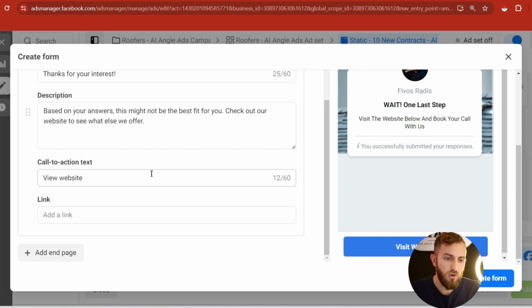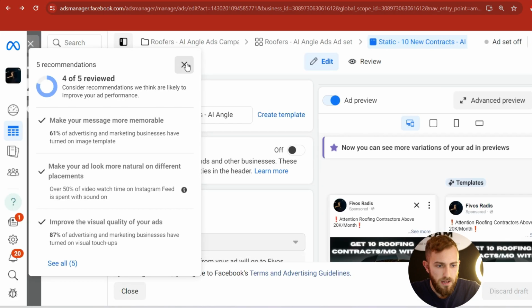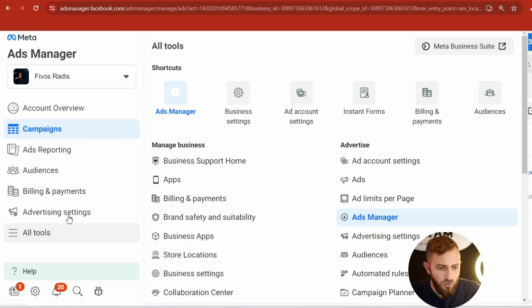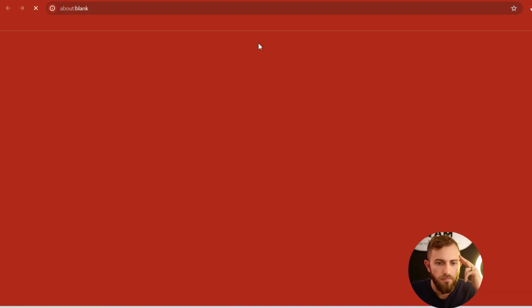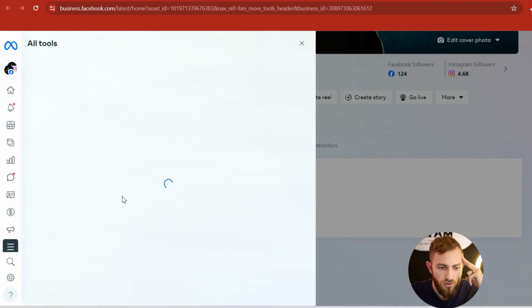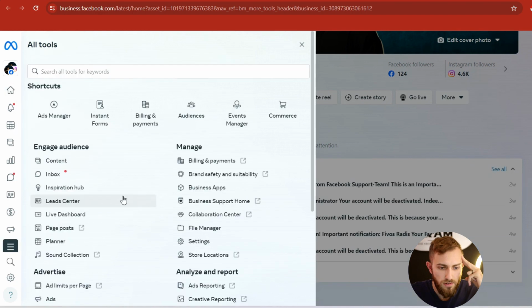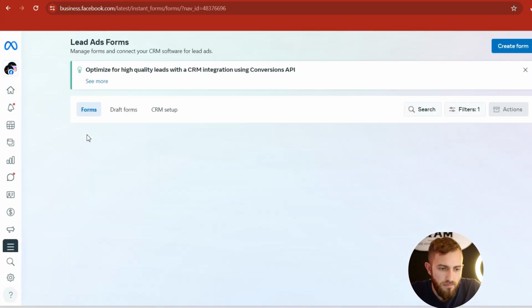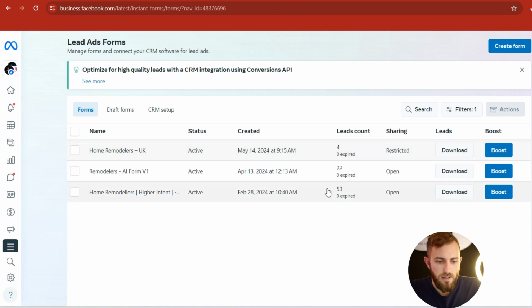But if you don't want to do that, then what you will need to do is, let's see, go on Ads Manager and then go to All Tools, Meta Business Suite. Then you go again to All Tools, Instant Forms. And then over here, you will see the different forms that you have and the number of leads that you have. And then you can download the leads over here with all of the details like email, exactly when they submitted their data, phone number, and stuff like that.